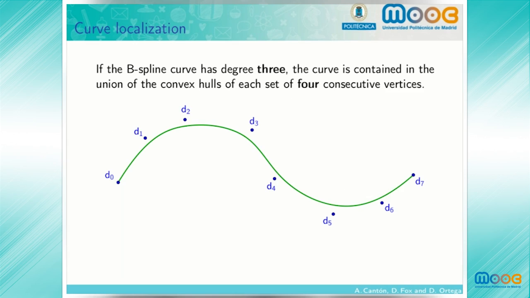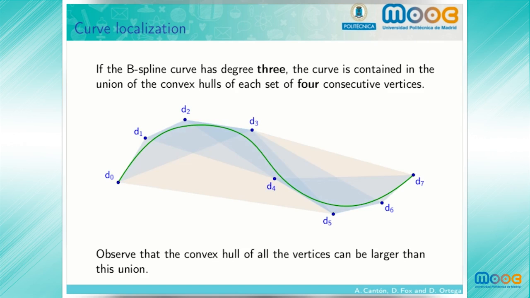If the B-spline curve has degree 3, the curve is contained in the union of the convex hulls of each set of 4 consecutive vertices. Here we see the convex hull of the first 4 vertices. Here we see the convex hull of the next 4 vertices, and so forth. We see that the union of these convex hulls contains the curve. However, it's important to note that the convex hull of all the vertices of the curve can be larger than the union of the convex hulls of each 4 consecutive vertices.